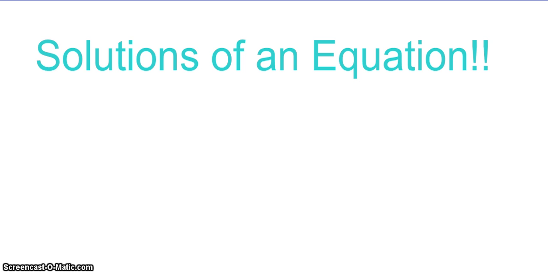We mean an ordered pair or a point that makes the equation true. Another way to think about it is a point on the graph of the equation. So if you were to graph the equation, then the graph would go through the point that is a solution. In fact, the entire graph is all of the solution points.